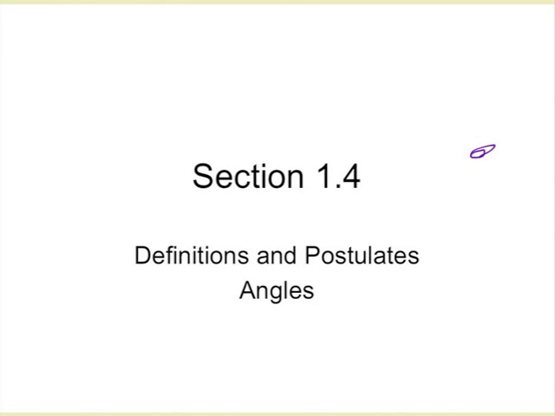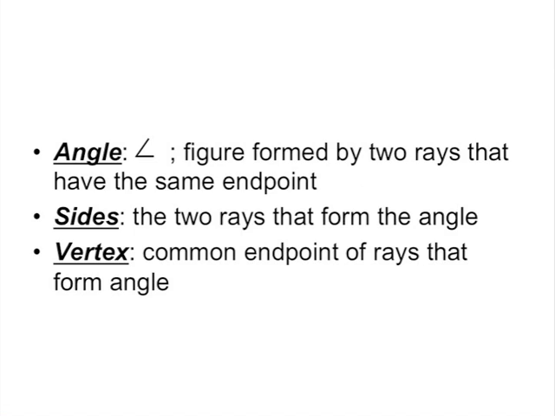Today we're looking at section 1.4. We're going to be looking at more definitions and postulates today, but today our new terms are going to be about angles. So first we're going to define an angle. An angle is defined as a figure that is formed by two rays.